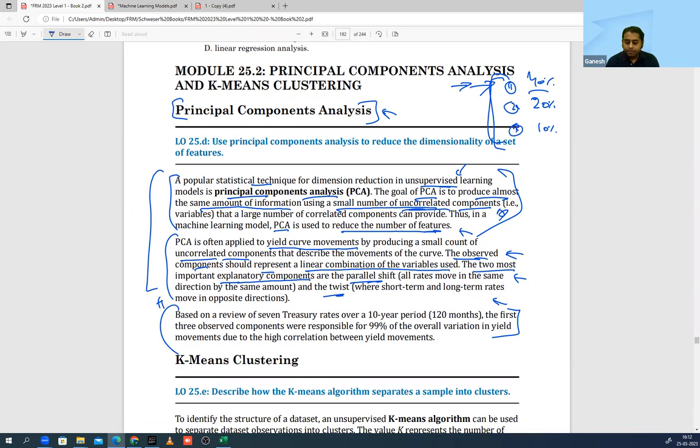Okay. Based on the review of 7 treasury, again, we are in the same example, a yield curve. The first 3 components were responsible for 99% of the overall variation. Now, इस पे tension मत लो, क्या लिखा है 99 क्या है? What they're trying to tell you is, when you use a PC approach, first 3, 4, 5 component will explain majority of the dependency. So 99% of the overall variation in the yield was explained by the first 3 component itself.